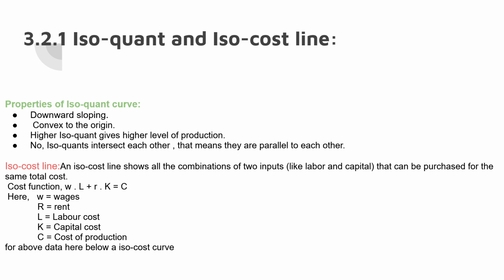Isocost line. An isocost line shows all the combinations of two inputs like labor and capital that can be purchased for the same total cost. Cost function: WL plus RK equals C. Here W refers to wages, R refers to rent, L represents labor, K represents capital, C represents cost of production. For the above data, here below is an isocost curve.